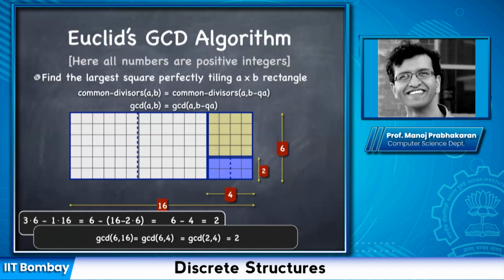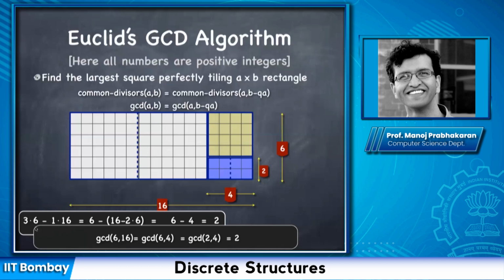And so I can just open that up and I'll see that this is 6 minus (16 minus 2 times 6). So that becomes plus 2 times 6. So 3 times 6 minus 16. So 18 minus 16. That's how I got the 2.